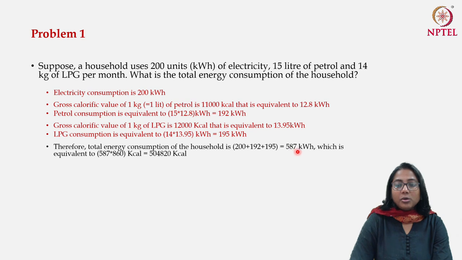kilowatt hour. Now, if we want to convert this 587 kilowatt hour to kilocalorie, we simply need to multiply it by the conversion factor 860, and therefore we get 504820 kilocalorie. So in this example, the household is actually using 587 kilowatt hour of energy or 504820 kilocalorie of energy. This is how you can combine different forms of energy measured in different units, add them up and find out the total energy consumption.